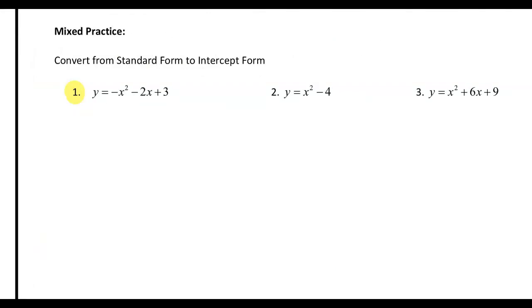notes. So the first part says convert from standard form, which is y equals ax squared plus bx plus c, which all of these are pretty much in. And we're going to convert this into intercept form. Okay, well, intercept form, you should have just written this on your last page that we were just on. Intercept form is y equals a, x minus p, and x minus q.